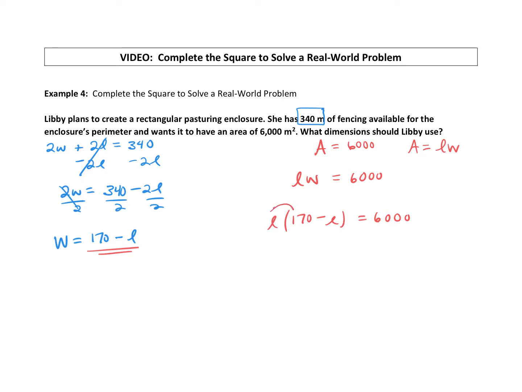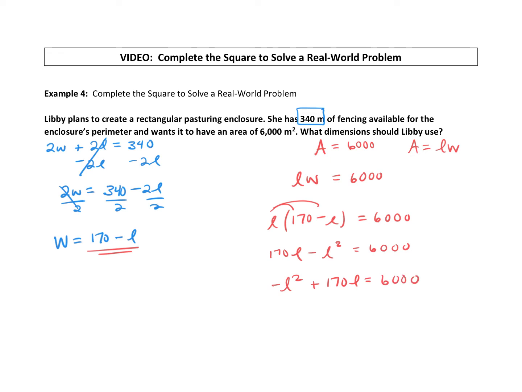So to solve this equation, we're going to go ahead and distribute. This gives us 170L minus L squared equals 6,000. Let's write this in the proper order. We know that we want that squared term first, so just negative L squared plus 170L equals 6,000.